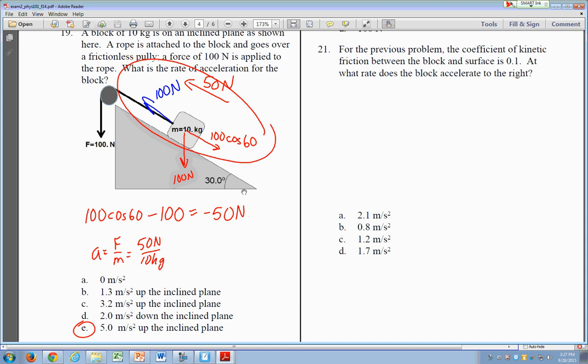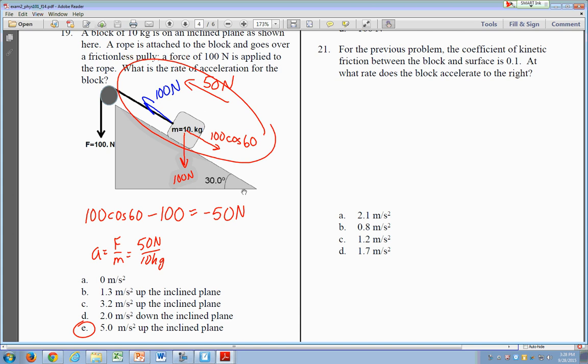Yeah. Now again, you can go through all those steps where you draw the coordinate system and label all the forces and resolve the forces into their x and y components. But if you can look at this and just realize that the only forces I have in the x direction are this force and the x component of the weight, then it becomes a very simple problem. You don't have to worry about any of the y components.